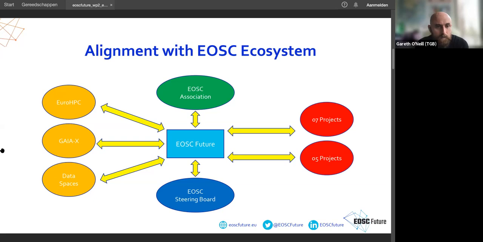And then on the left side there in the yellow boxes, you'll see that there are other strategic stakeholders that we're aligning with, such as HPC, Gaia-X, and the data spaces, which will be hooking up to EOSC. So this is just a sketch of the alignment that we're doing, and we're in discussion with all of these stakeholders on the different aspects of the project and the portal.